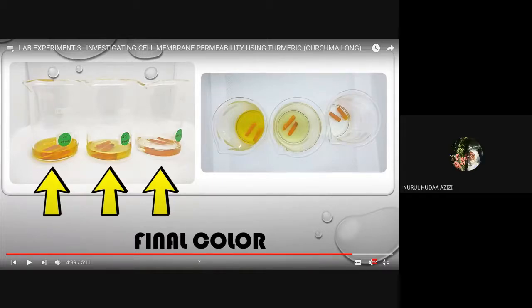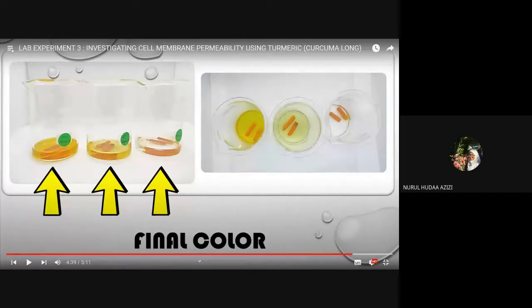For the method, do we have to draw all the procedures? No. The procedures for experiment 2 and experiment 3, you write as in the manual but in past tense, because it is a report. A report is about things that have been done, right? So you write the procedures in past tense.